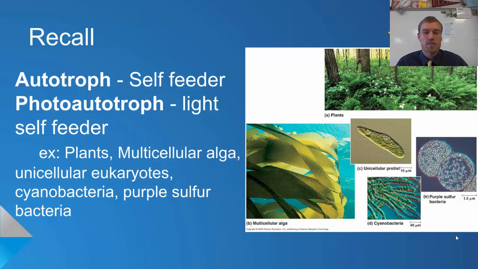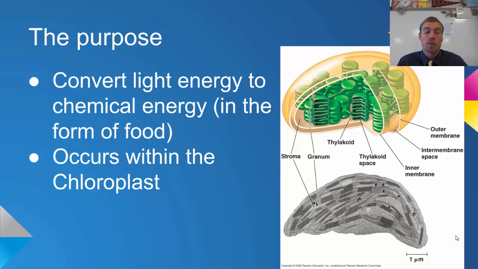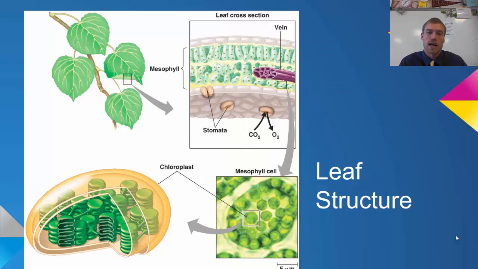There are a lot of different organisms who are photoautotrophs, who can do photosynthesis. We've got plants, multicellular algae, unicellular eukaryotes, cyanobacteria, as well as purple sulfur bacteria. So lots of different types of organisms can do this. The purpose of photosynthesis is to convert light energy into chemical energy in the form of food, and this is going to occur within the chloroplast.